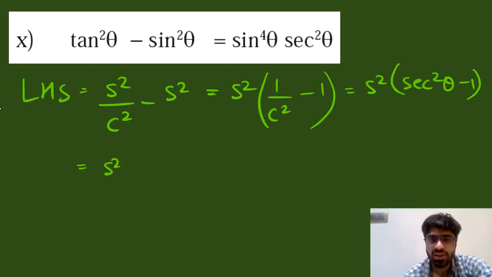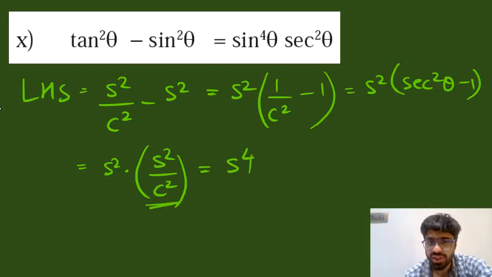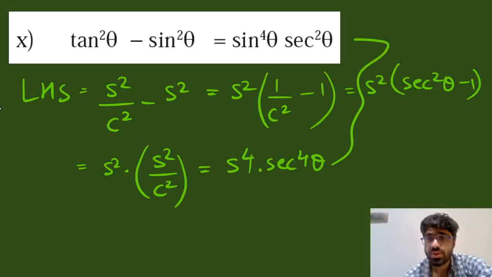So this is sine square theta into tan square theta, but tan square theta is sine square theta upon cos square theta. Sine square theta into sine square theta is sine power 4 theta. The denominator's cos square theta can be written in the numerator as sec power 4 theta. Yeah. So that's what you have on the right hand side, and that completes your 10th question.